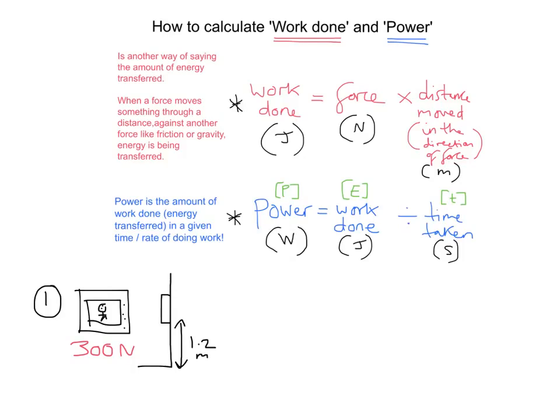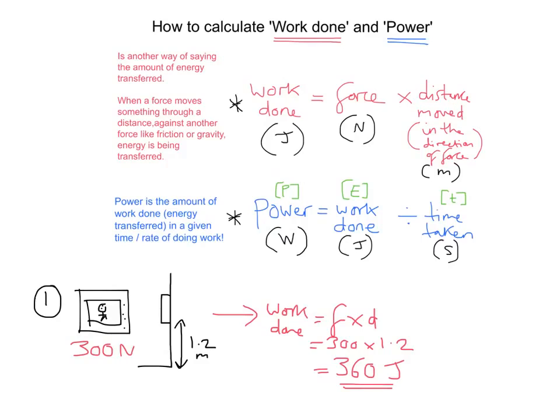Calculate the work done. So quite simply, work done is equal to force times distance moved. So we put F times D. The force is 300. The distance is 1.2. And if we do 300 times 1.2, then that comes out as 360. Now don't forget the units, that's 360 joules. And that is quite simply how you do a calculation to find work done.